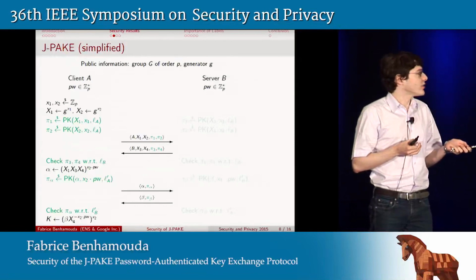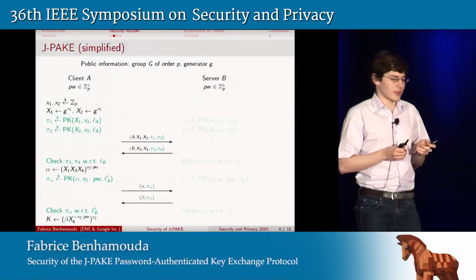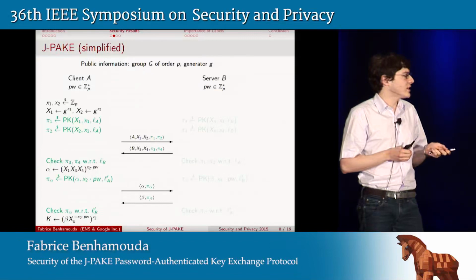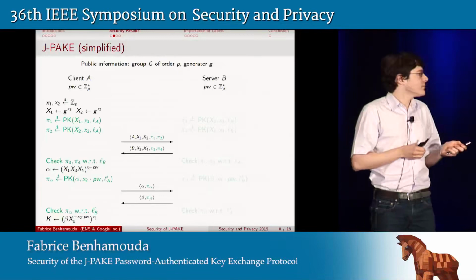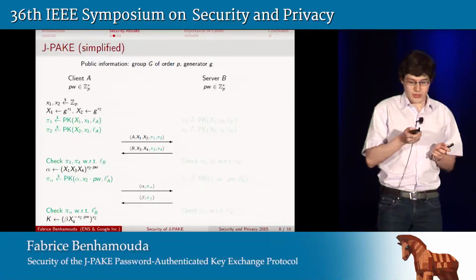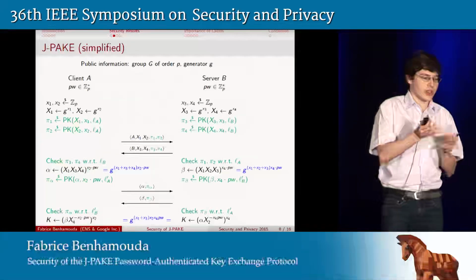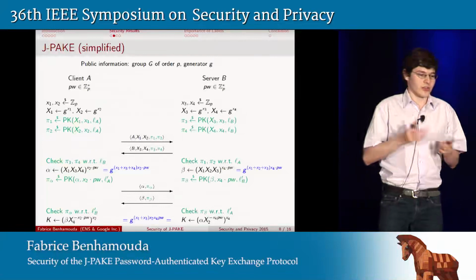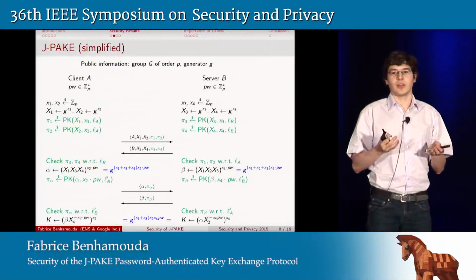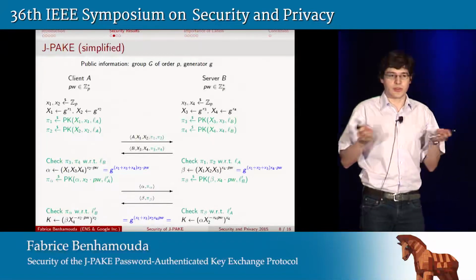Then the client computes this group element from what he received from the server, computes a proof that he did that correctly, and sends everything to the server. The server does the same. At the end, the client checks the proof of the server. Sorry, I forgot to say, he also checks the proof of the server here, and he computes this key. Okay, that's what the server does. And first, if you look carefully, you can see that both the client and the server, if they are honest and use the same password, get the same secret key at the end. So that's the correctness of the PAKE.